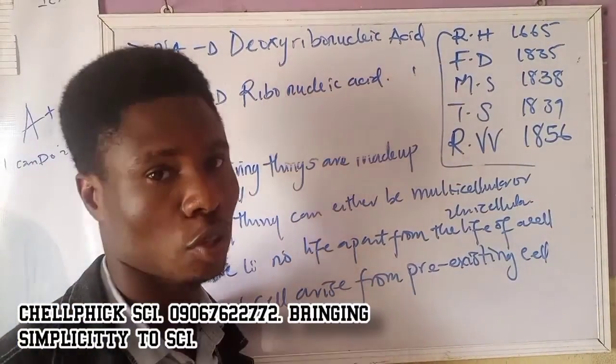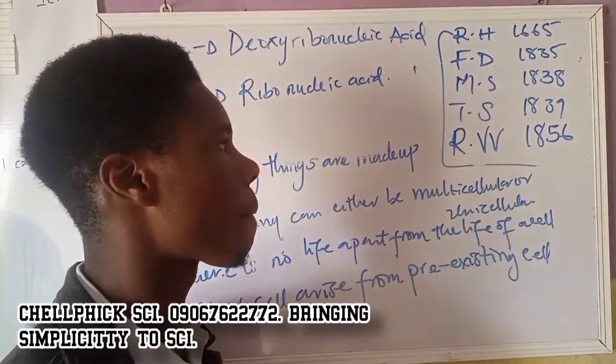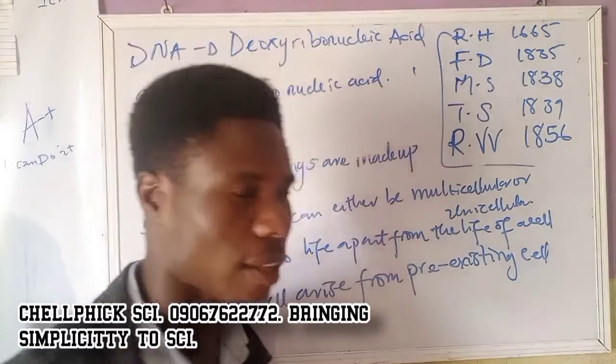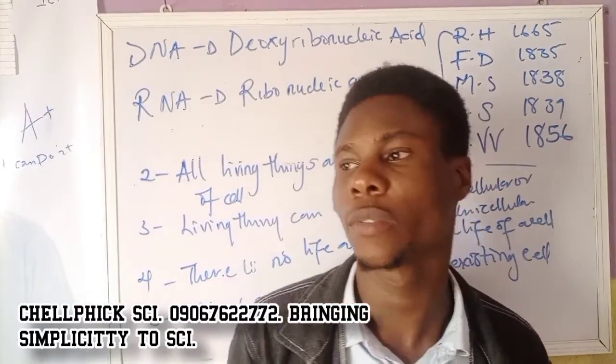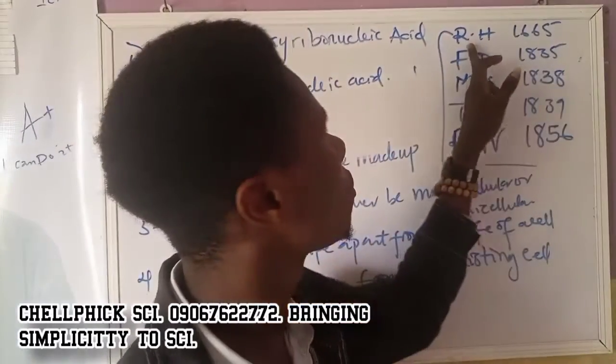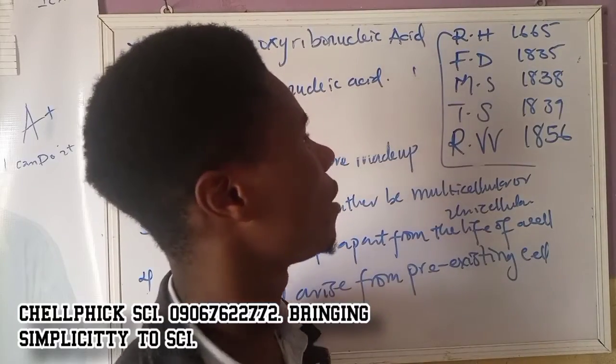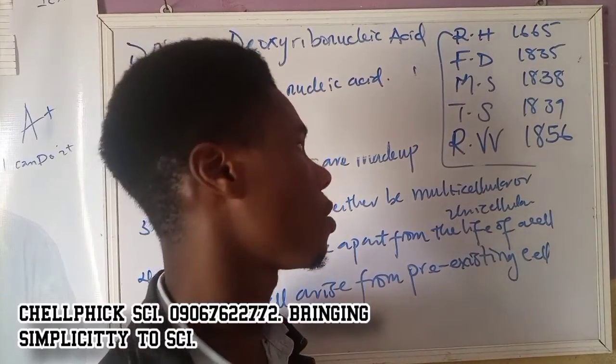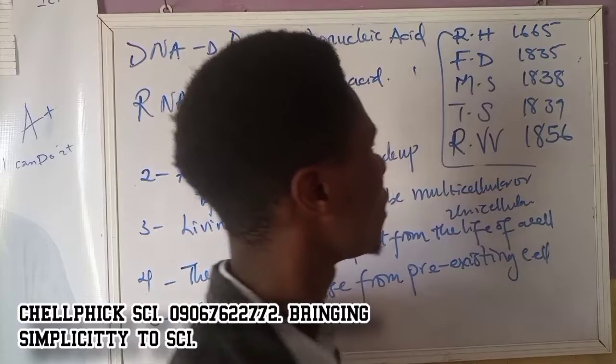The cell is the basic structure and function of life. We look at the scientists that contributed to the cell theory, right from Robert Hooke in 1665 to Felix Dujardin in 1835. Robert Hooke discovered the cell. Felix Dujardin discovered the protoplasm.